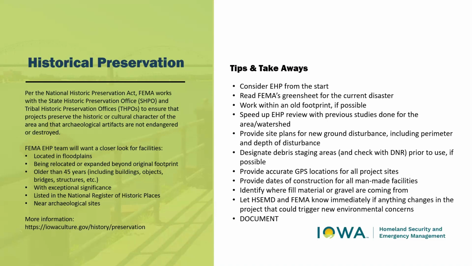Read FEMA's green sheet for the current disaster. Work with an old footprint if possible. Speed up the EHP review with any previous studies done on the area. Provide site plans for new ground disturbance, including perimeter and depth of disturbance. Designate debris staging areas and check with the DNR prior to use. Provide accurate GPS locations of all project sites. Provide dates of construction of all man-made facilities. Identify where fill material or gravel are coming from.